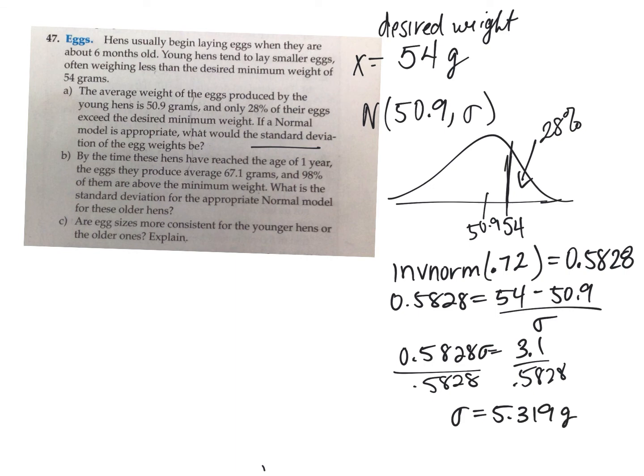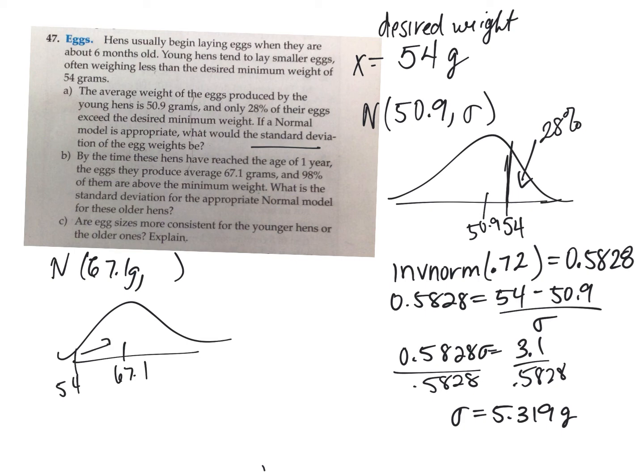Okay. By the time the hens have reached the age of 1 year old, the eggs they produce average 67.1 grams, and 98% exceed or are above the minimum weight. What's the standard deviation for the older hens? So now we're going to do inverse norm of what? 0.02. If I'm using left, I can put 0.98 if I want to use right.